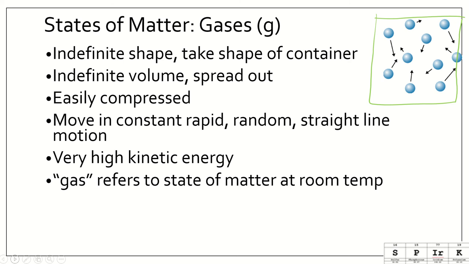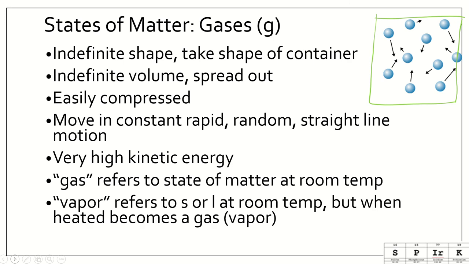So the term gas refers to the state of matter at room temperature. So for example, oxygen is a gas at room temperature, so that's why we call it oxygen gas. But the term vapor refers to a solid or a liquid at room temperature, but when it's heated, it becomes a gas. So again, if you think about boiling a pot of water and you see that steam rising above, we don't look at that and say, hey, look, that's water gas. It's water vapor. So a vapor is what is produced when a solid or a liquid at room temperature turns into a gaseous state.